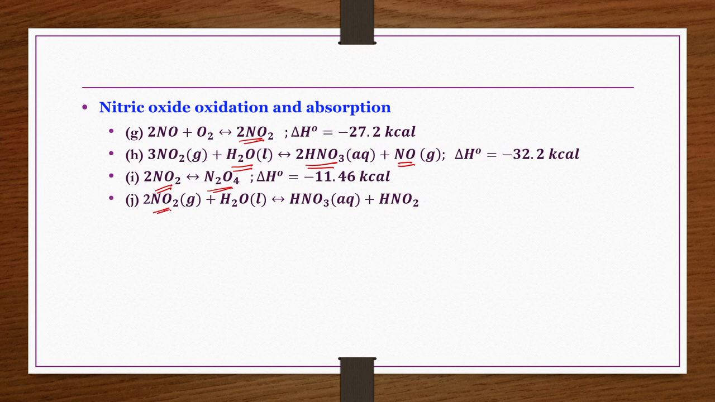Or the absorption between nitrogen dioxide and water may take place in such a way that you have 2 moles of nitrogen dioxide only. Then you get 1 mole of nitric acid and 1 mole of nitrous acid. So here in this reaction H, you are getting 2 moles of nitric acid, whereas here you are getting only 1 mole, and the additional 1 mole you are getting is nitrous acid.